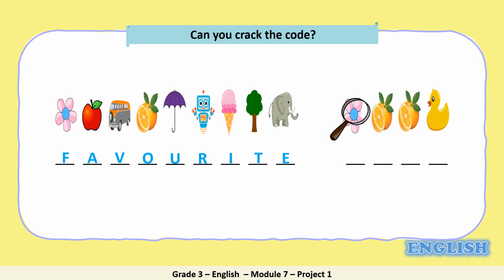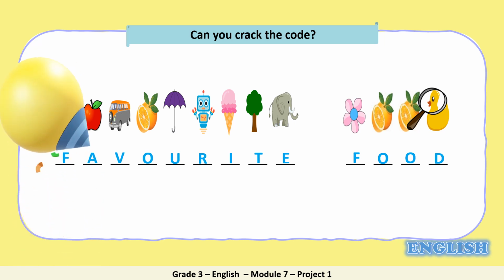It starts with F. Well done. And the next two letters are easy. They are O and O for oranges. The last letter is D for duck. So the second word of our title is food. Our title is favorite food. Good job, everyone.